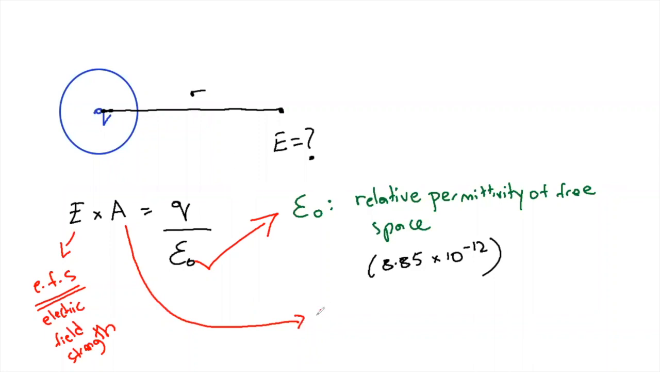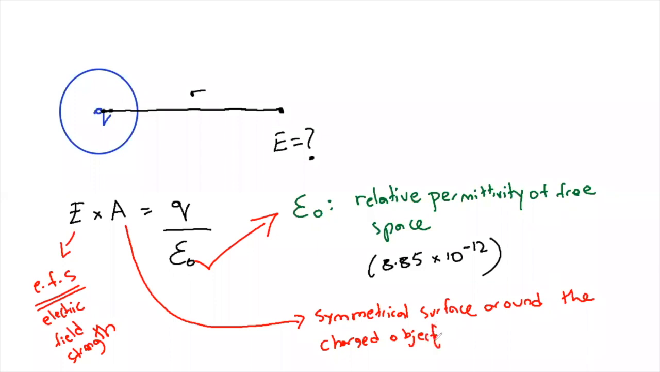This is the symmetrical surface around the charged object. And this is the charge on the surface of the charged object. When I say charged object, I'm talking about this right here.